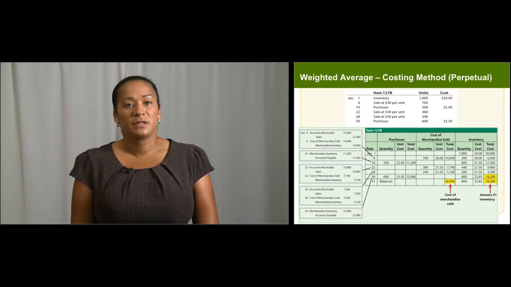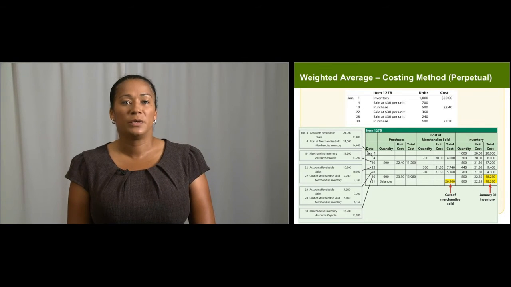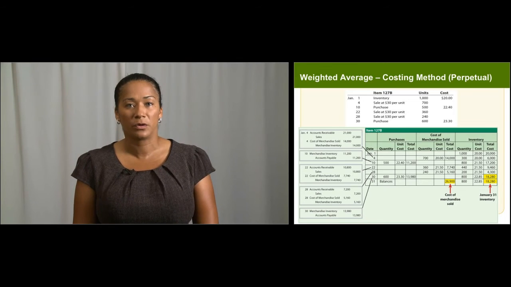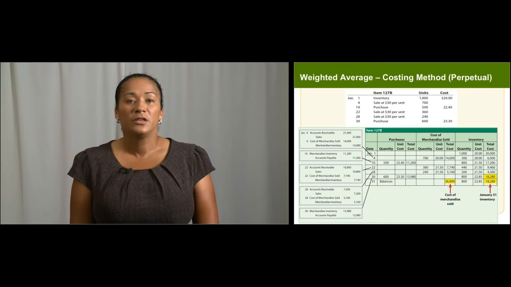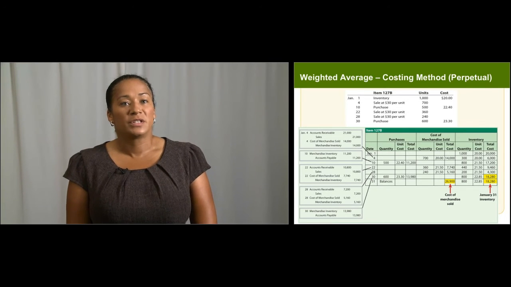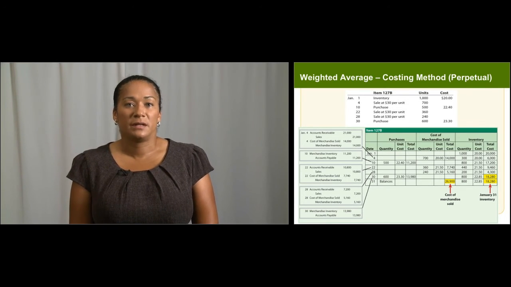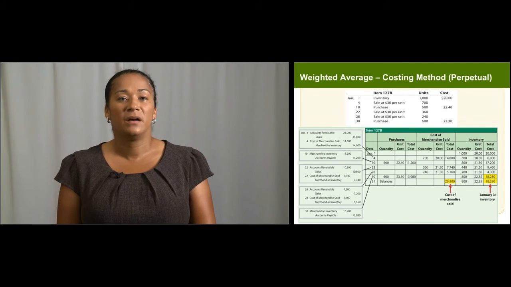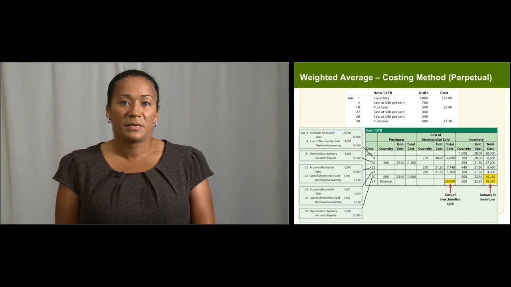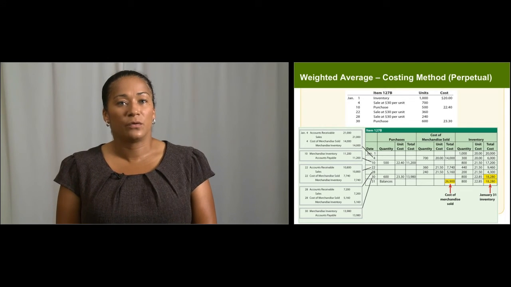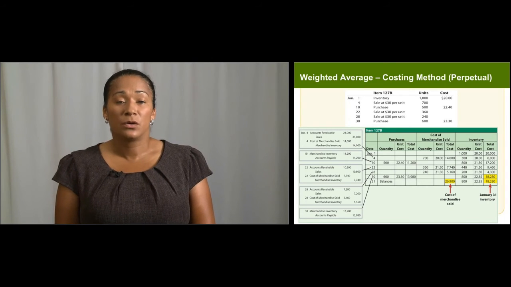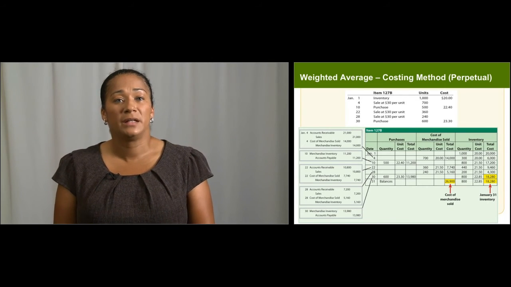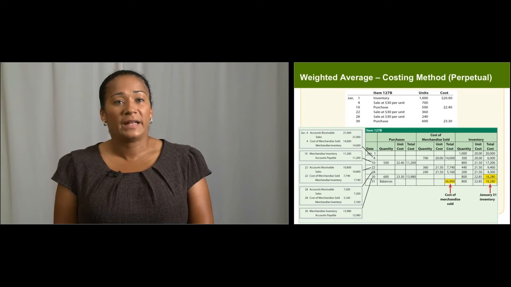The last and final step is to complete the inventory columns to reflect the new inventory balance that remains after the order of 360 is filled. The units remaining is 440, which is calculated by subtracting 360 from 800. Enter 440 in the quantity column and $21.50 in the unit cost column of the inventory section. The last step is to enter the total cost of $9,460 in the last column. Total cost is calculated by multiplying the remaining units of 440 by the weighted average unit cost of $21.50.